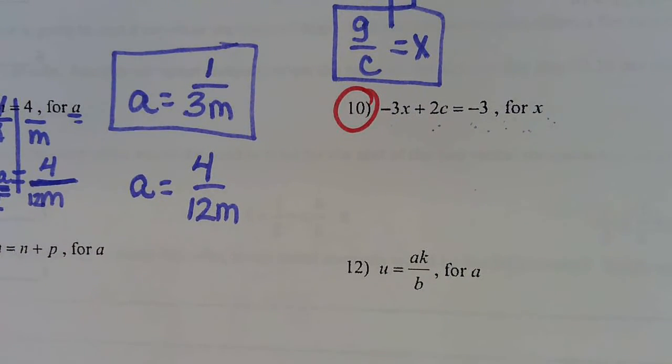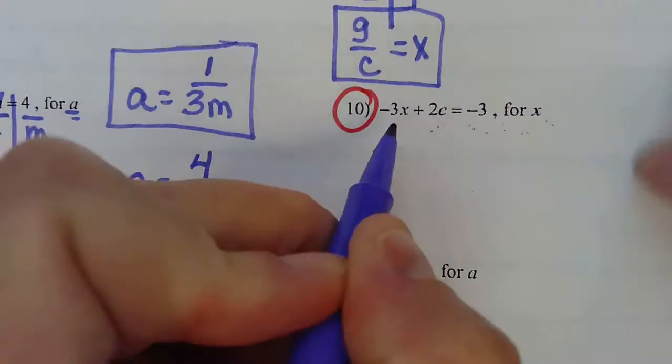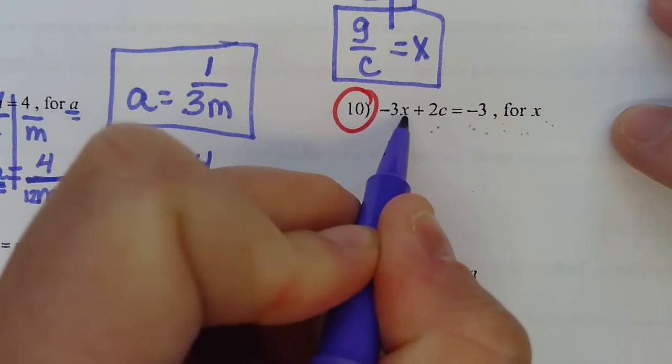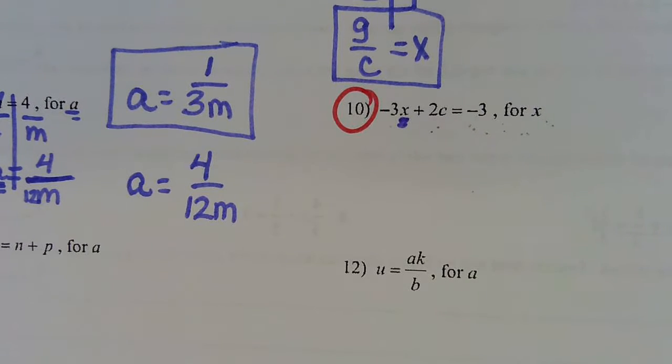Number 10. Number 10 says negative 3x plus 2c equals negative 3, and you have to solve for x. So this one's got a couple of steps within it. What do we do first to get x by itself? No, not divide by 2. This one's different because you have adding and subtracting signs going on.